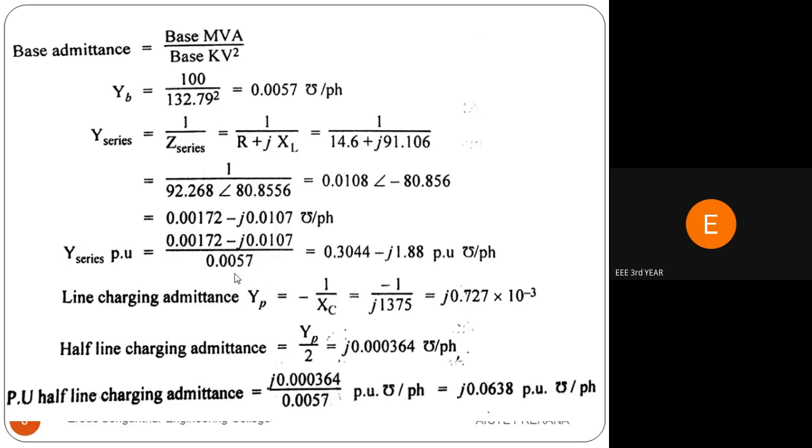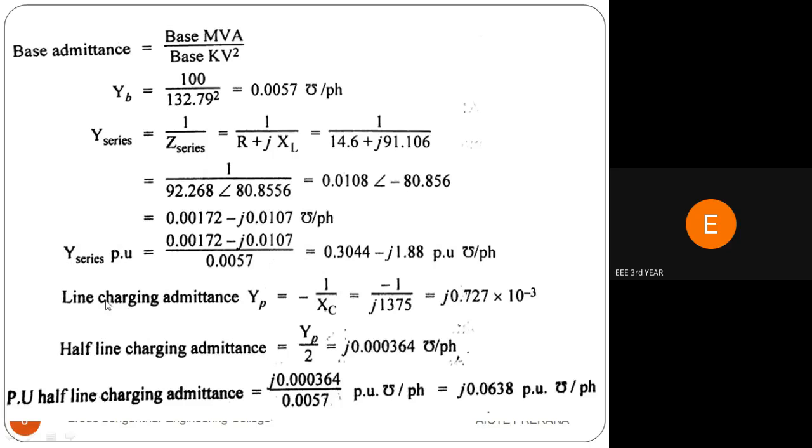0.0107 by 0.057. And finally we get 0.3044 minus j 1.88 per unit per phase. Okay. So after everything, we have to convert to per phase.